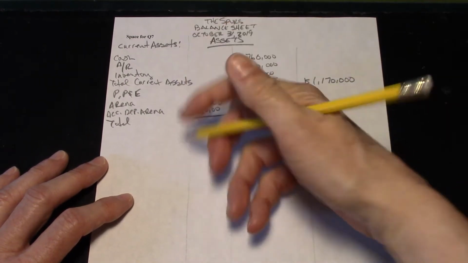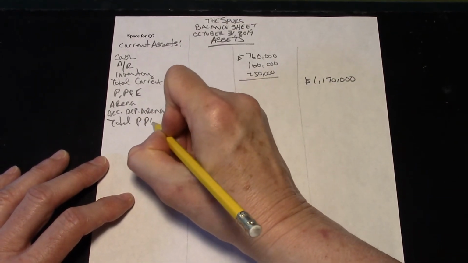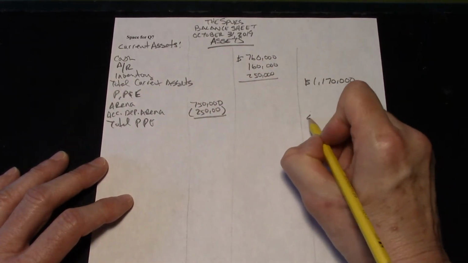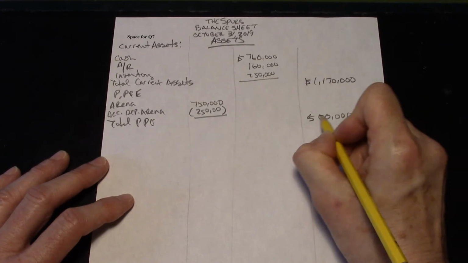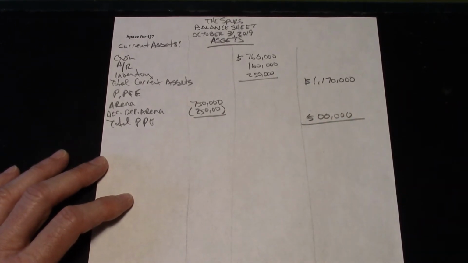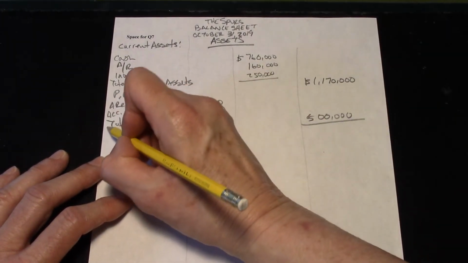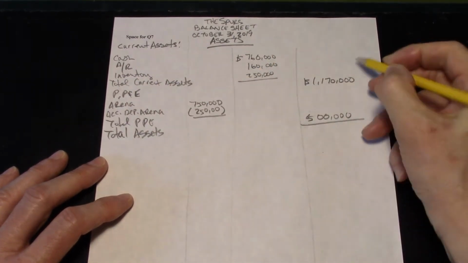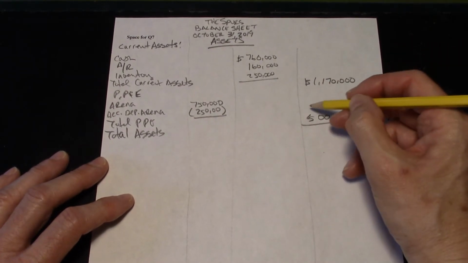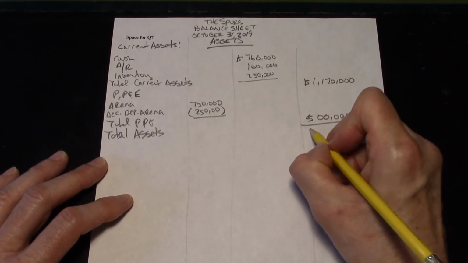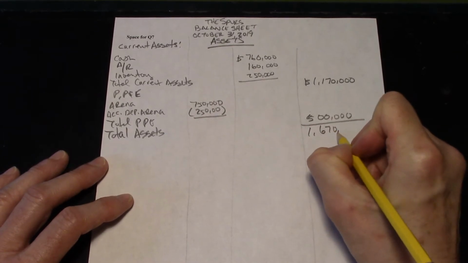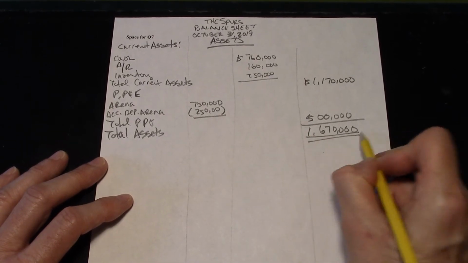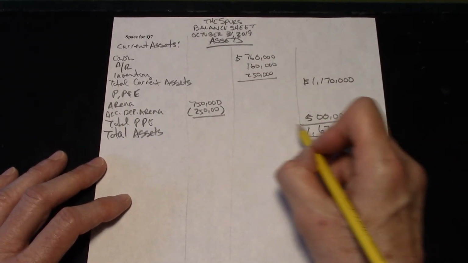There's not any more. If there were more, you would include them. Total PP&E, right? You subtract that, so that's 500,000. And so now we're ready to get our total assets. So 1,170,000 plus 500,000 is 1,670,000. That's total assets.